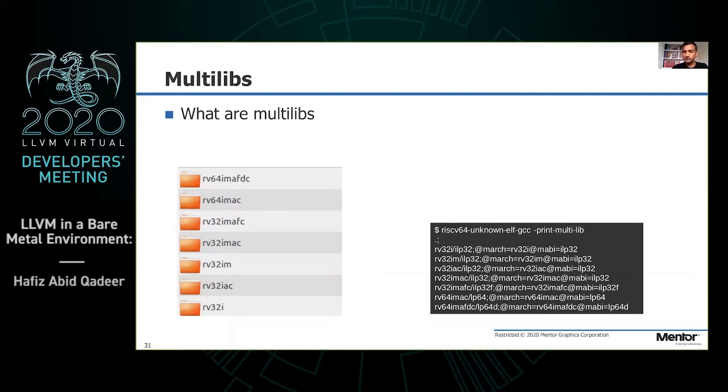You can see a similar thing here for the RISC-V GNU toolchain, where on the left side you see the directories, and on the right side you see the switches that were used to build that specific multilib. So now we understand what multilibs are.